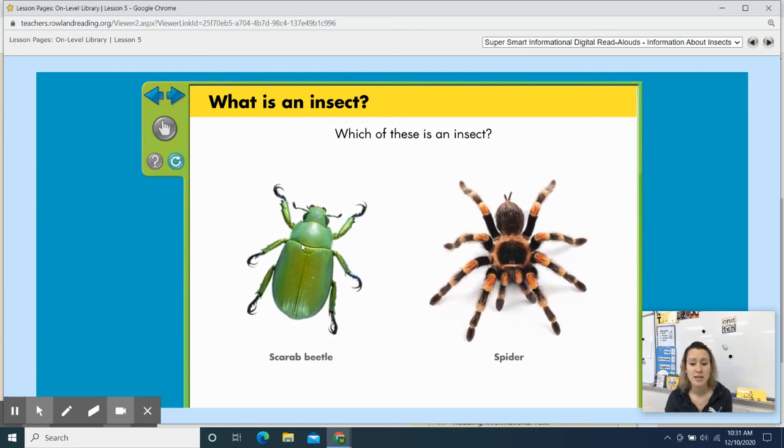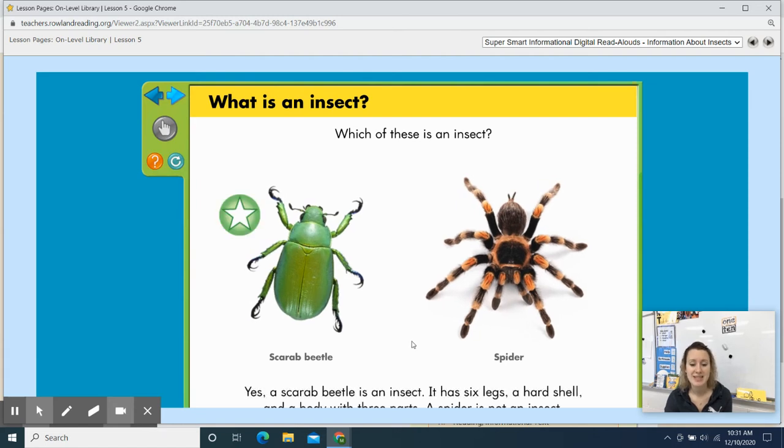What do you know about bugs? Insects. Yes, a scarab beetle is an insect. It has 6 legs, a hard shell, and a body with 3 parts. 1, 2, 3. How many legs? 1, 2, 3, 4, 5, 6. A spider is not an insect because it has 8 legs. 1, 2, 3, 4, 5, 6, 7, 8. These 2 things here sticking out of its head are its antenna. Those aren't legs.